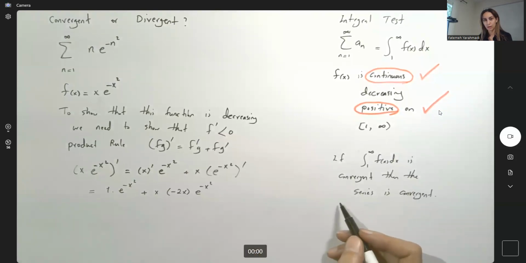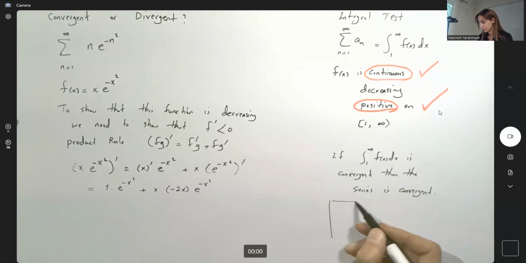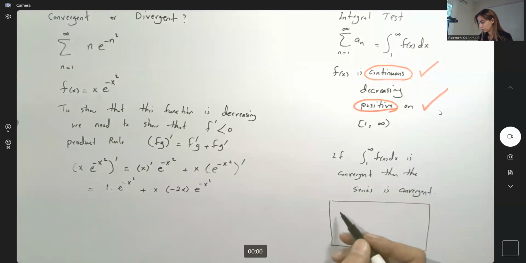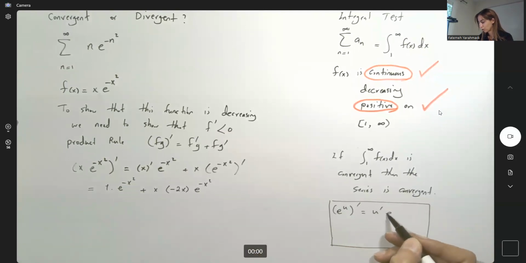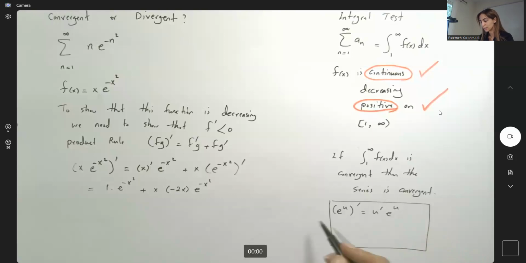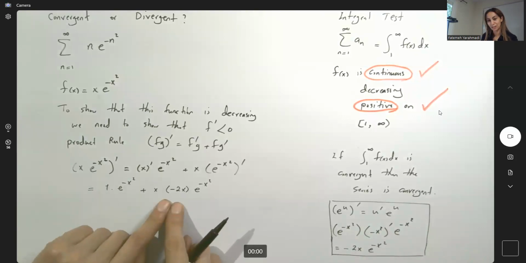So let me open a box here for you. If you have e to the power u, and I ask you to find the derivative, you're going to say that it is u prime e to the power u. So in this case, you have e to the power negative x squared. You have to take the derivative of negative x squared times e to the power negative x squared, which we already know is negative 2x. So we have negative 2x e to the power negative x squared, as you see here.